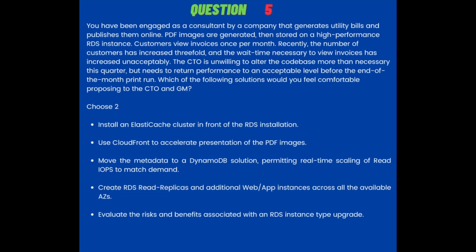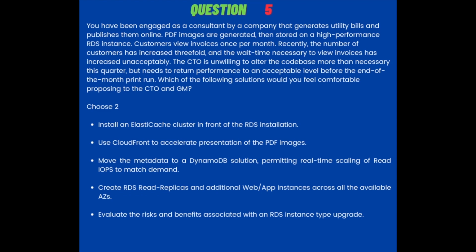So the first one is install an ElastiCache cluster in front of the RDS installation. Okay, let's go over the second one: use CloudFront to accelerate presentation of the PDF images. Third one, move the metadata to DynamoDB, permitting real-time scaling of read IOPS to match the demand.